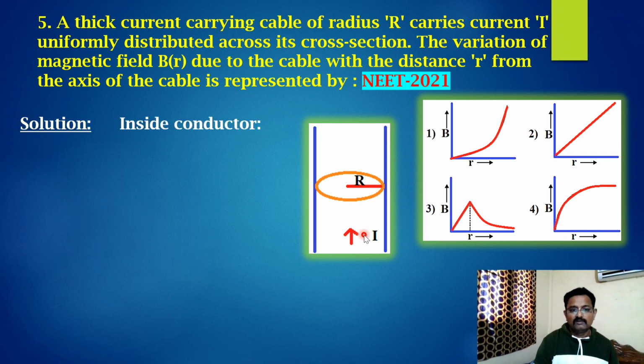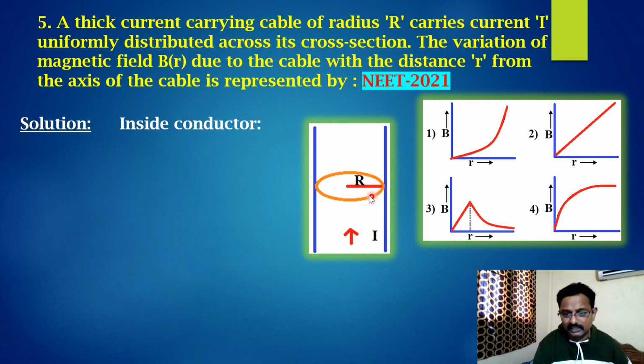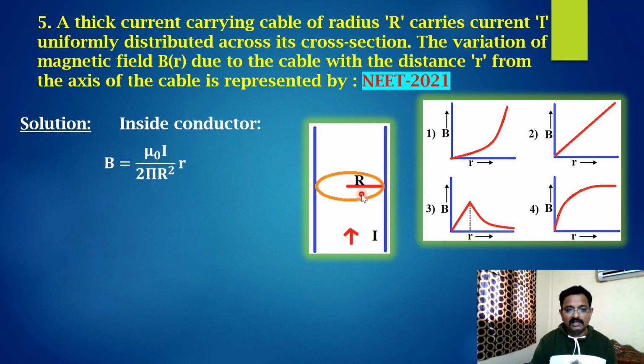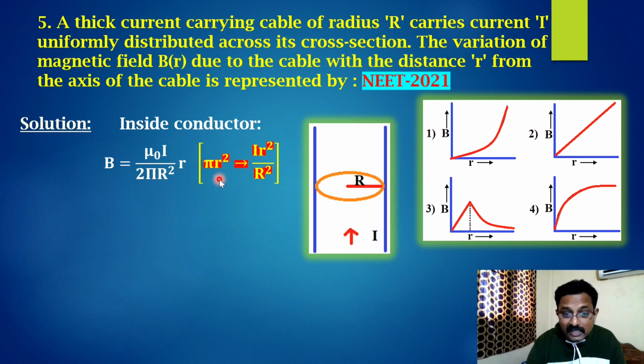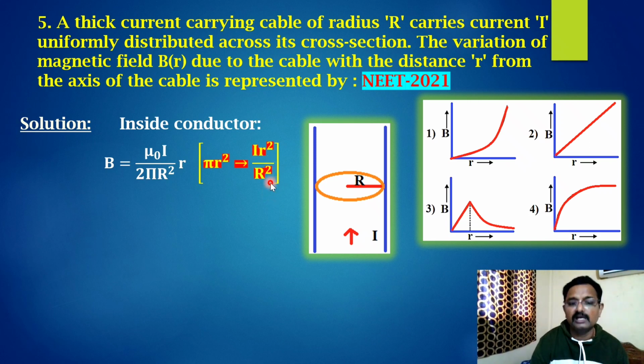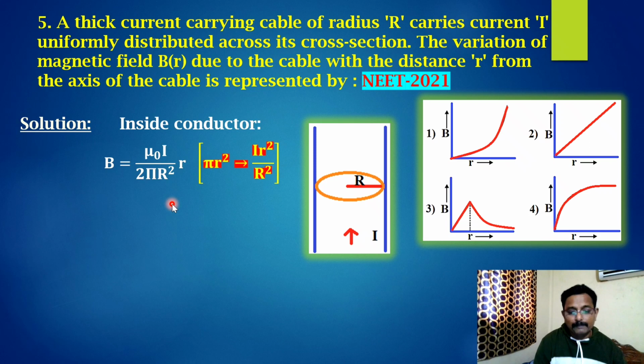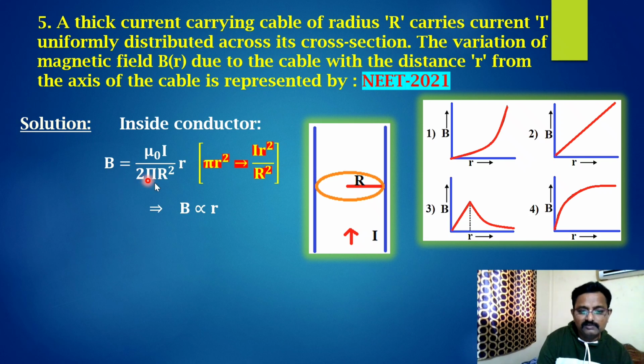Suppose the point is inside the conductor, that means small r is less than capital R. Then we will get B is equal to mu naught I by 2 pi R square into r, since for pi r square area we will get current I r square by R square. If you substitute this I r square by R square, then finally we will get B is equal to mu naught I by 2 pi capital R square into r. From this we can write B is directly proportional to r.